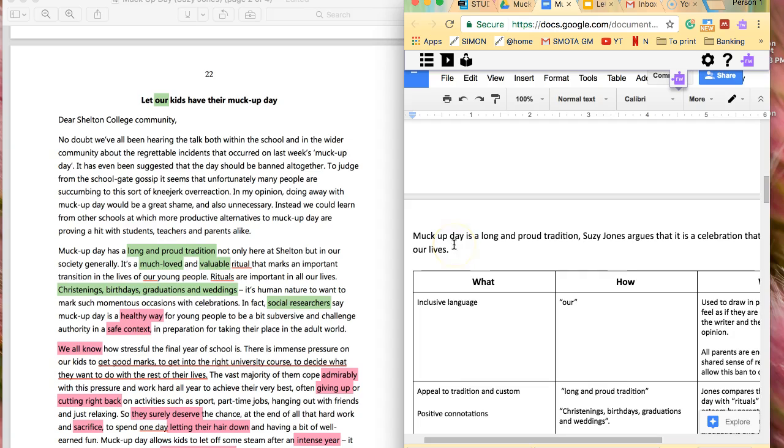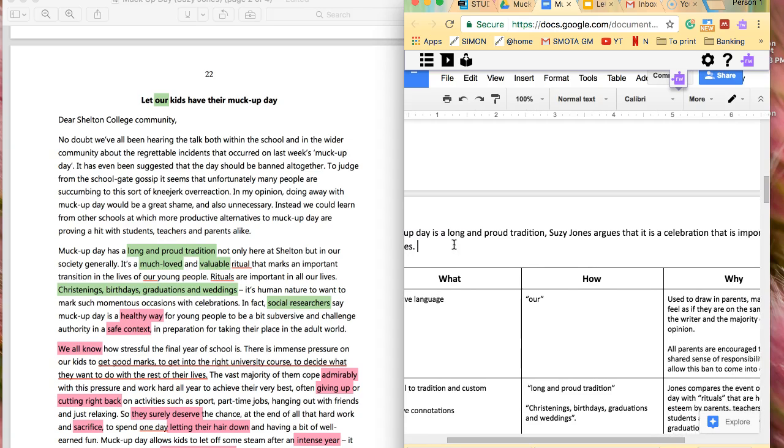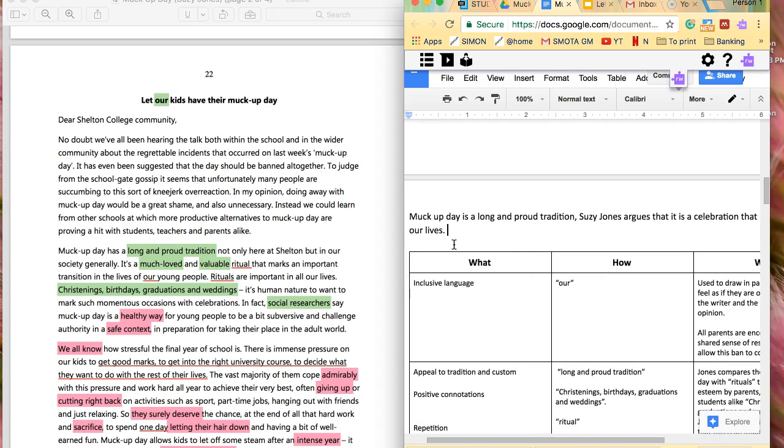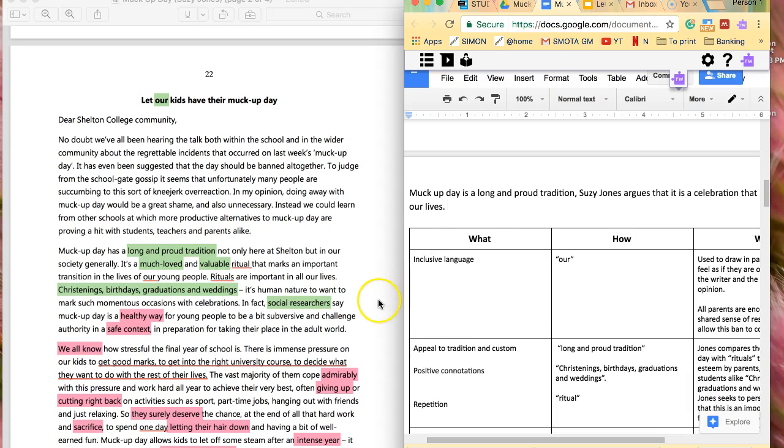So her argument is Muck Up Day is a long and proud tradition, and that it is a celebration that's important in all of our lives, a milestone that we all should celebrate. So how does she do that? And so this is where you need to know your techniques so you can pull them out.